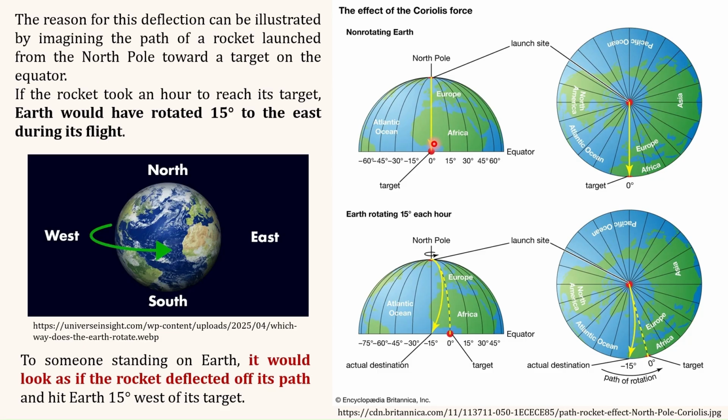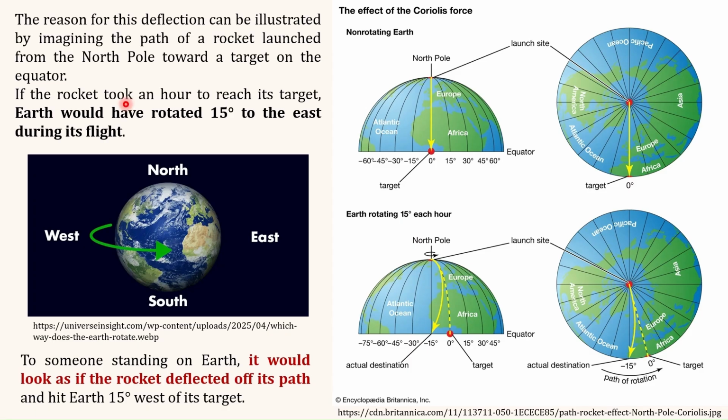So, if we consider that Earth is not rotating, after 1 hour, this rocket would reach the target. But as the Earth is rotating on its axis from west to east, and a 360-degree rotation is completed in 24 hours, we can calculate the rotation of Earth in 1 hour. So, the Earth rotates 15 degrees each hour.